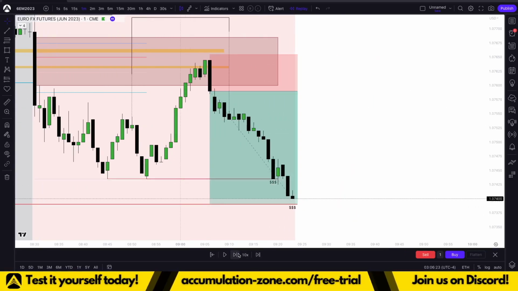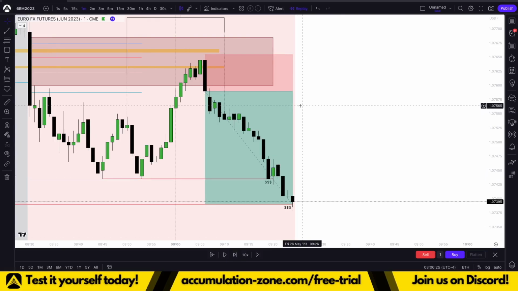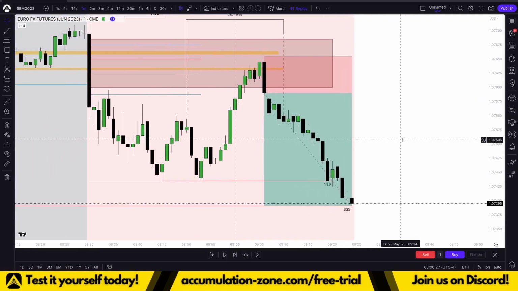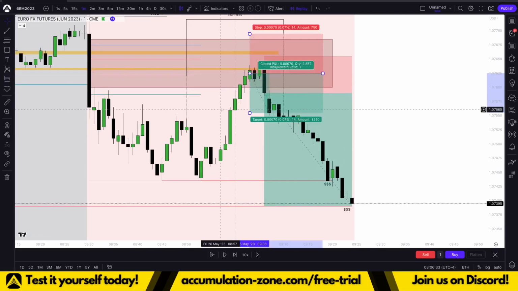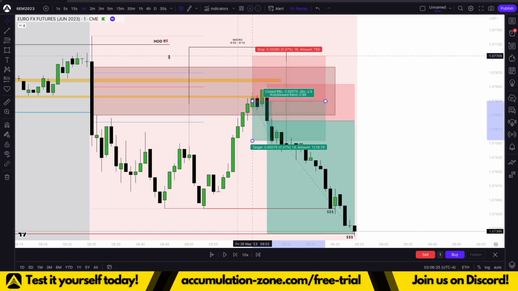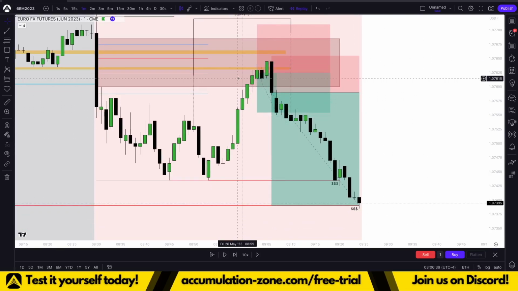And as we can see, price dropped straight down for a successful 3-to-1 risk to reward with a market order or with a limit order right here at the 61.8. Our stop loss being these highs right here. I wouldn't give it more stop than that or more room than that.